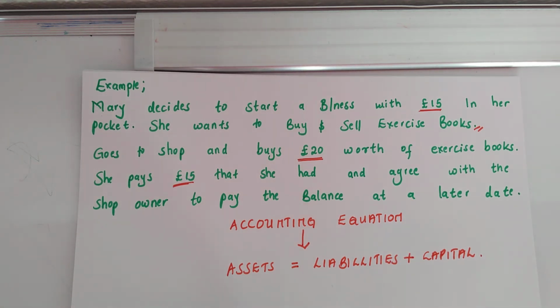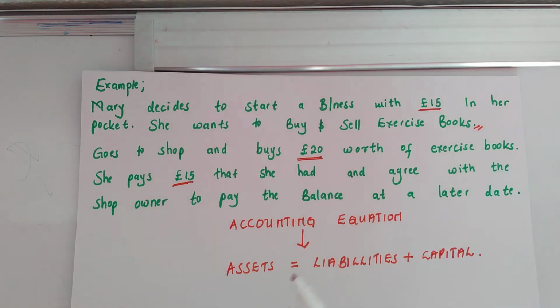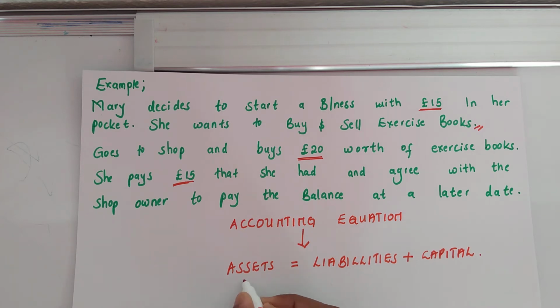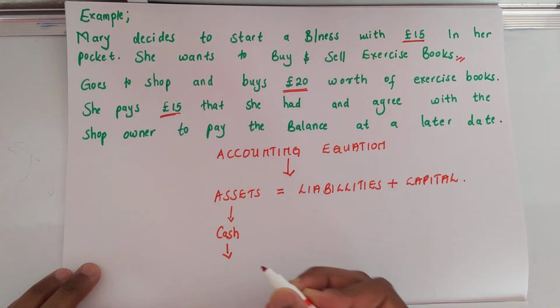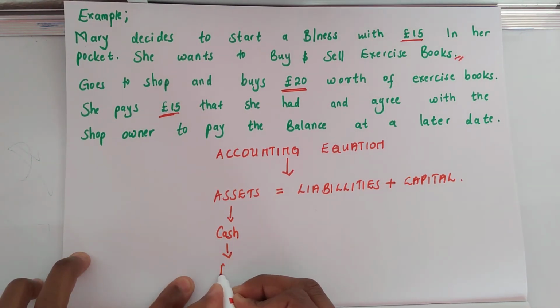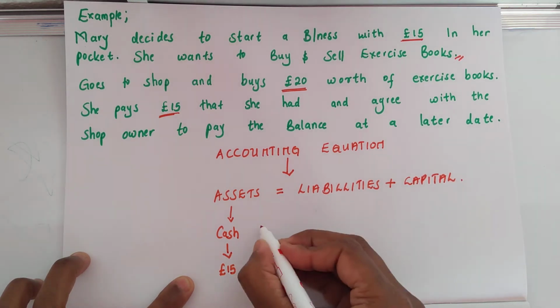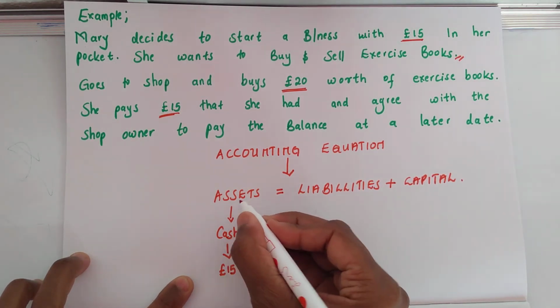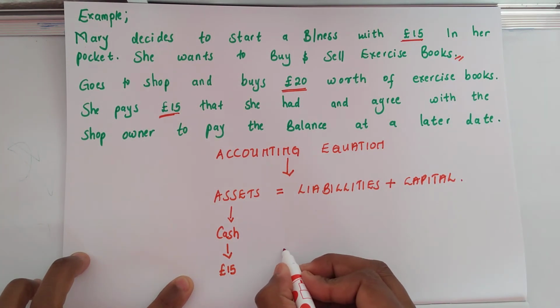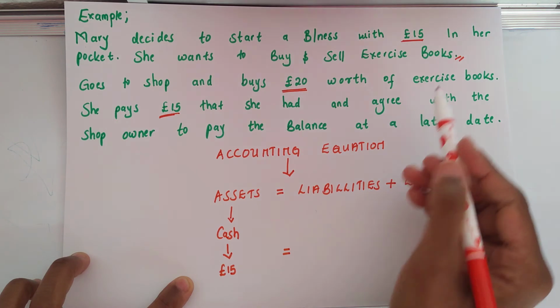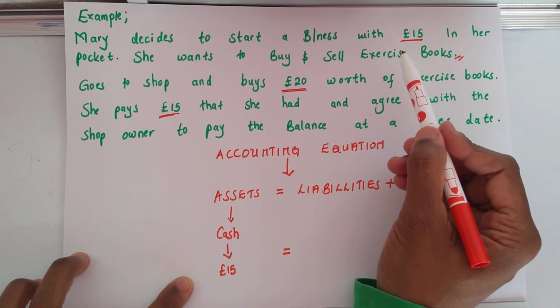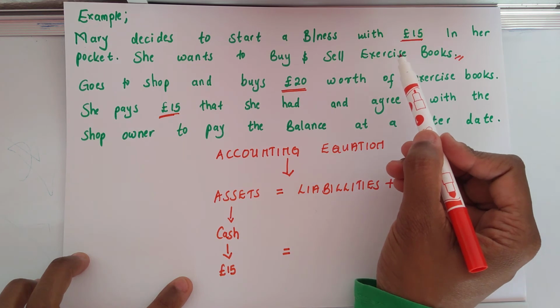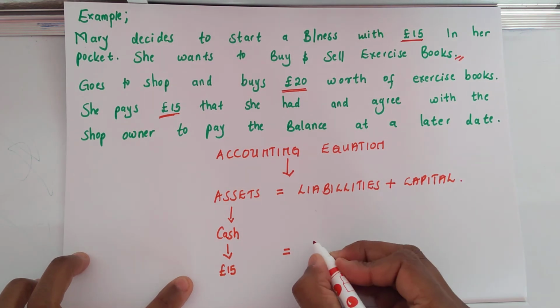How are we going to illustrate this using the accounting equation? The 15 pounds that Mary has will be the cash. Cash is an asset. So under assets, Mary will have cash of 15 pounds. That's her cash, which is the asset, and it will equal liabilities. At this point, Mary does not have any liability. She does not owe anybody any money. So liabilities in this case would be 0.